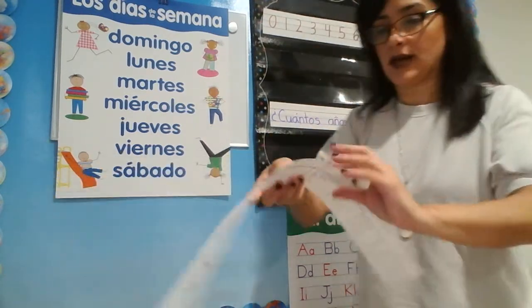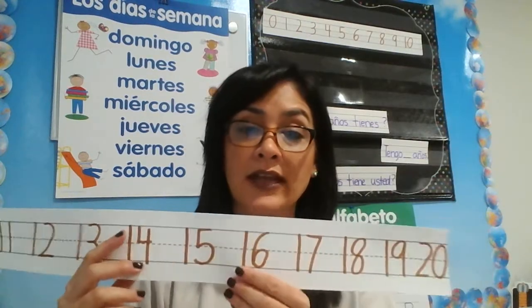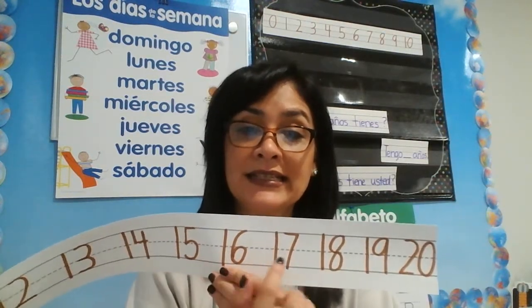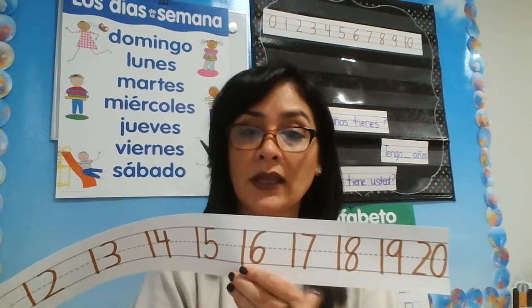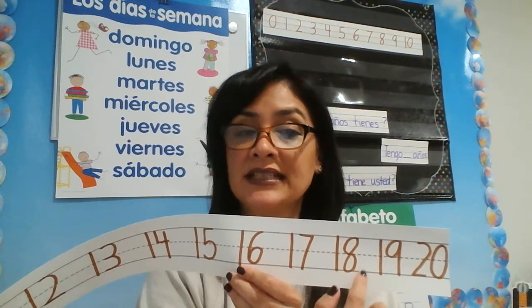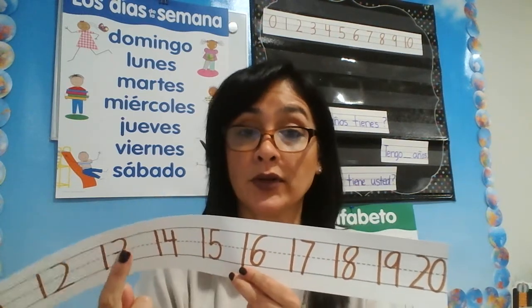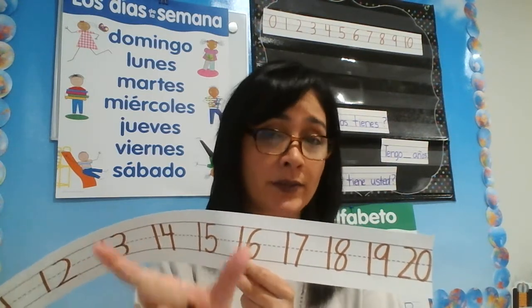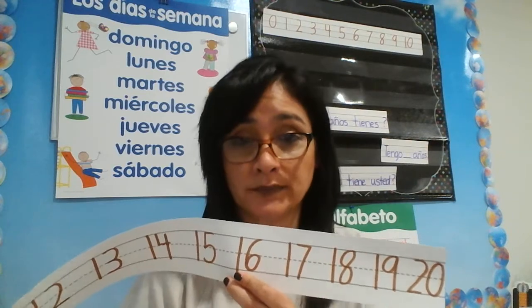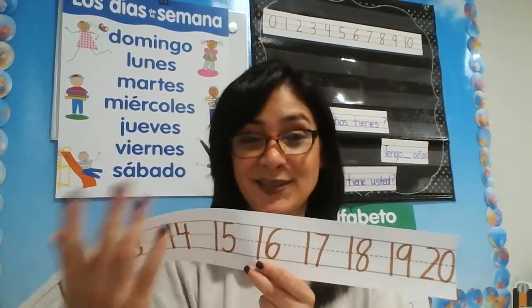I want to look now at the last digits that go to 20. 16, 17, 18, 19. 16, 17, 18, 19 are two numbers together that make a new number. We call that a compound word. When two small words make one big word, it's a compound word in English and also in Spanish.